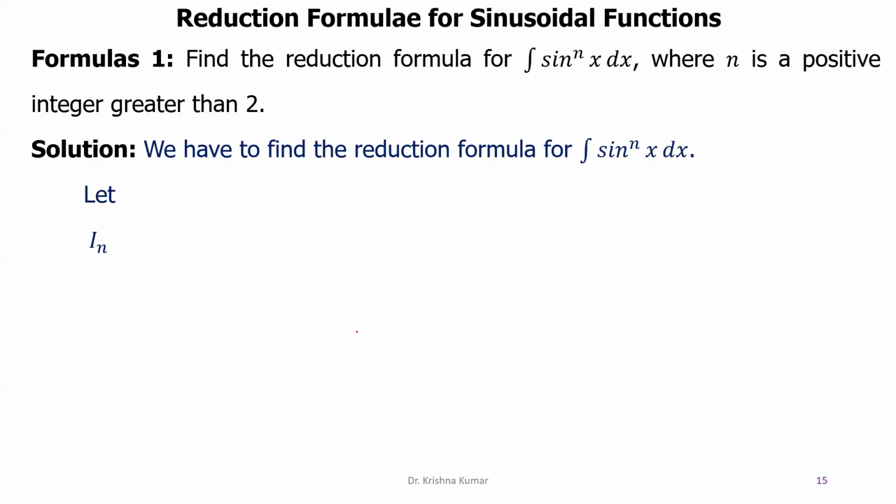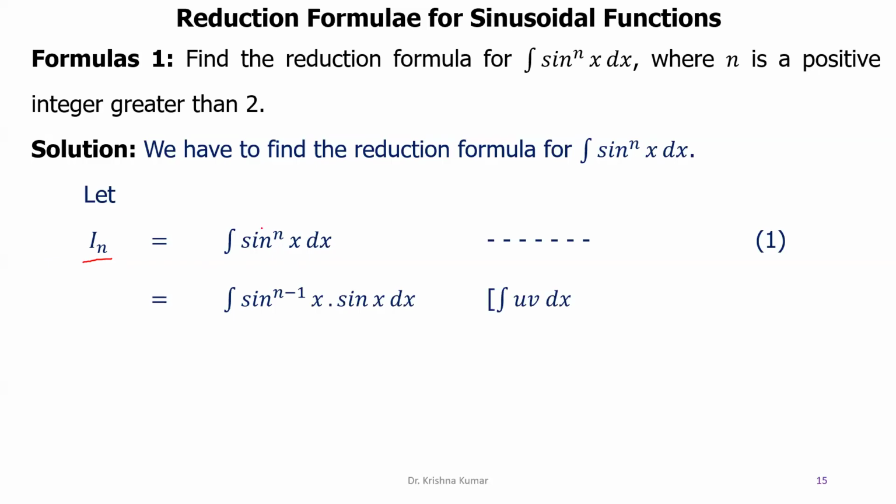So let us consider I_n equal to integration of sine to the power n x dx. So this I_n means what is the power of this function, this n. So the I_n represents the nth power of the given function. Now we have to find out the reduction formula. So I_n can be broken down into lower pieces. It should be I_(n-2) or I_(n-4) and so on.